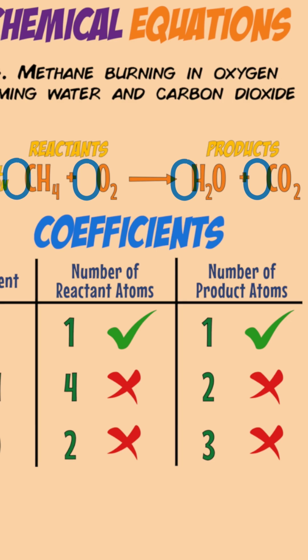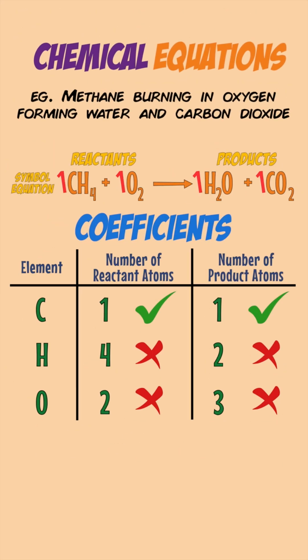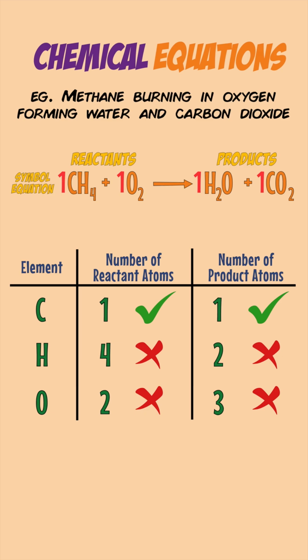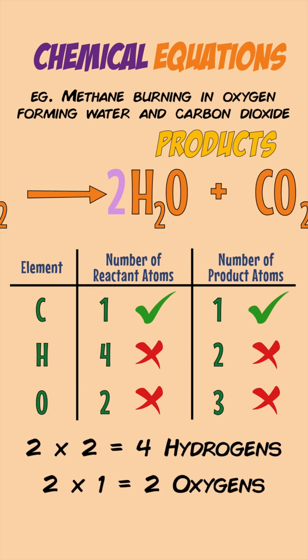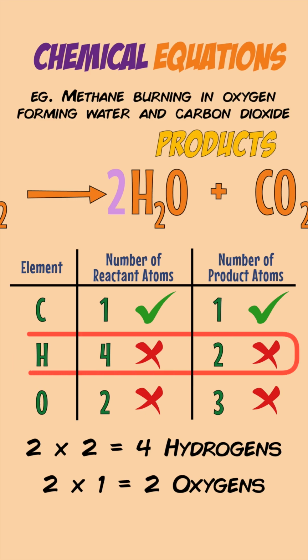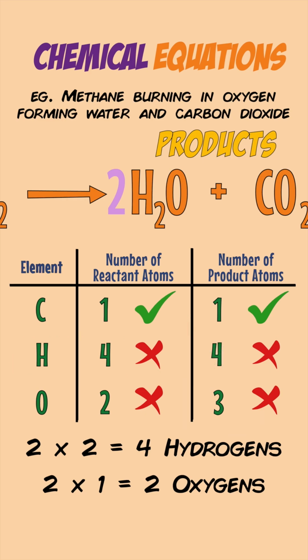So right now there are no coefficients in front of any reactant or products, which means there is only one of each of them. To balance the hydrogen atoms, we can increase the coefficient in front of H2O to 2. This now multiplies all the atoms in H2O by 2. So there are 4 hydrogen atoms and 2 oxygen atoms. This makes the total hydrogens on the right 4 and the oxygens also 4.